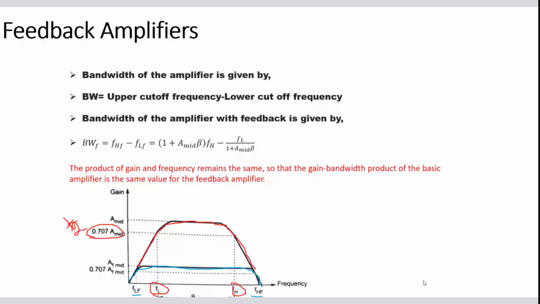Okay, so you can see that bandwidth of this amplifier is BWF. BW means bandwidth of the amplifier with feedback. That's why we are having the suffix F. Whenever you see a suffix F, that means there is a feedback is there.